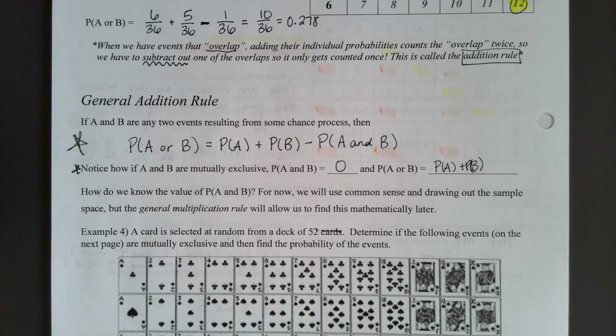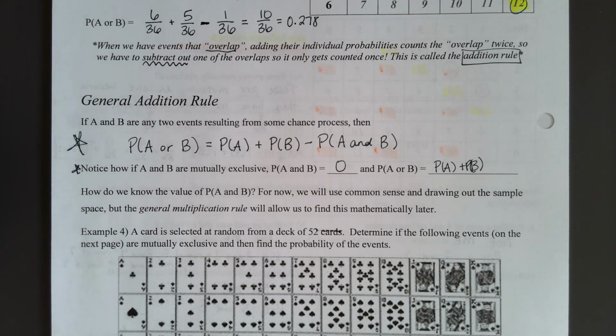Sometimes finding the probability of A and B is not very easy. So far we've just used common sense. However, there is a mathematical way to find the probability of A and B, which is called the general multiplication rule. We'll talk about that in the next few lessons. But for now, we're just going to use common sense when we're trying to find the probability of A and B.